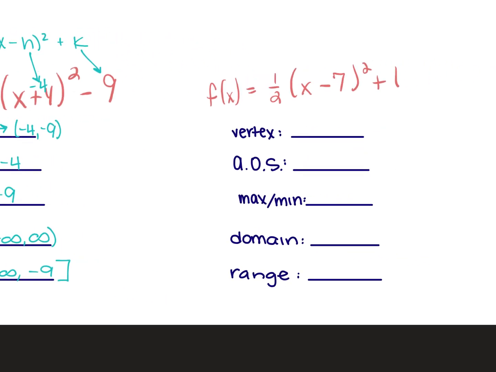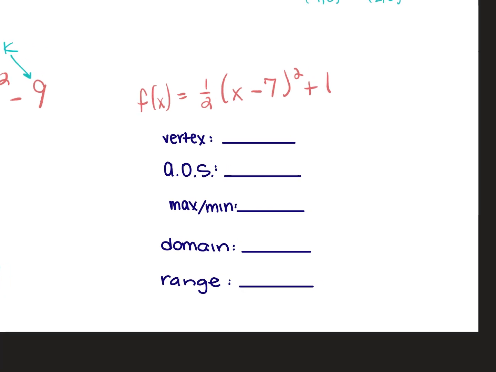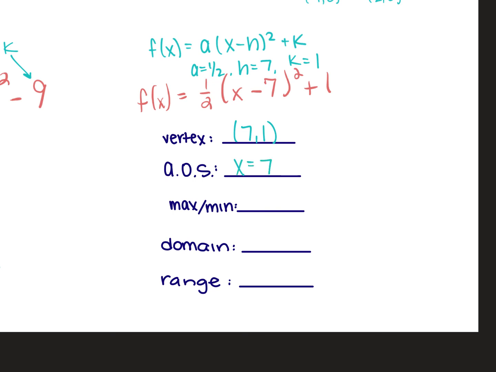For your last one, you have f of x is equal to 1/2 times x minus 7 squared plus 1. Again, this is in the form of f of x is equal to a times x minus h squared plus k. What's your a? What's your h? Positive 7. What's your k? What's your vertex? 7, 1. What's your axis of symmetry? Maximum or minimum?